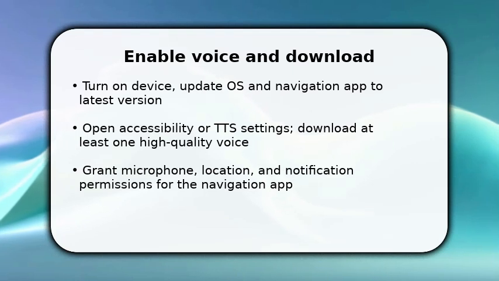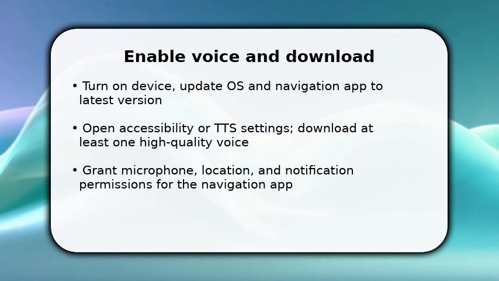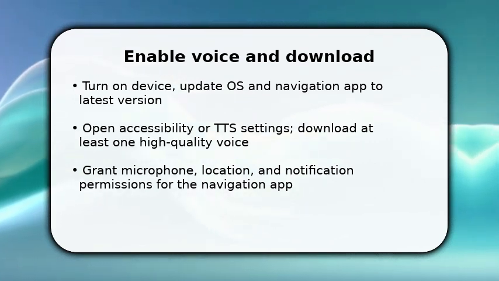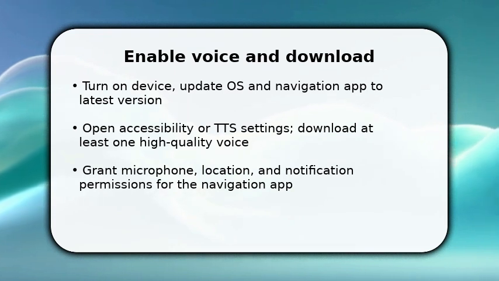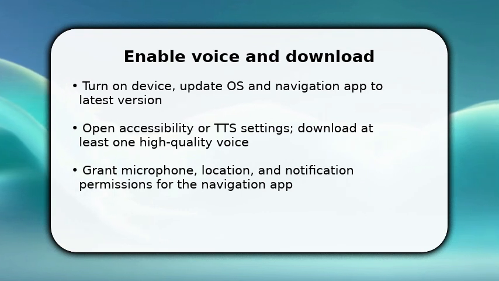Enjoy the video. You start by enabling the core features. Open your phone or GPS, update the navigation app, and go straight to text-to-speech settings. Once there, download a natural voice and set it as default. You want a voice installed before routing. Make sure the app has location and notification permissions so spoken directions can run in the background.